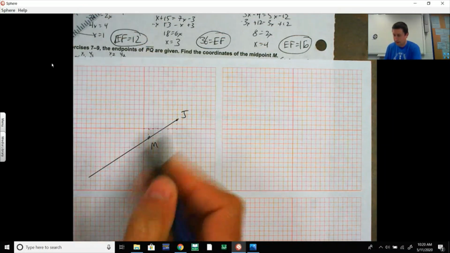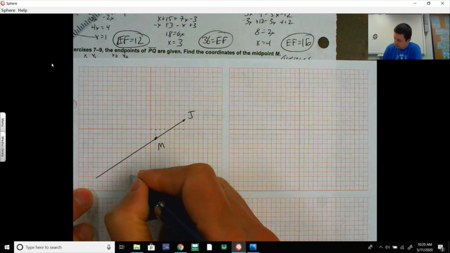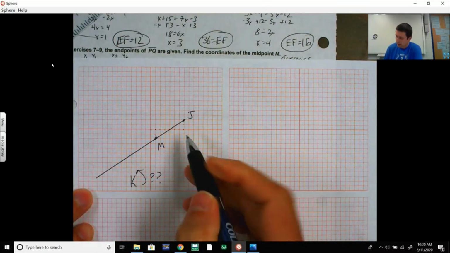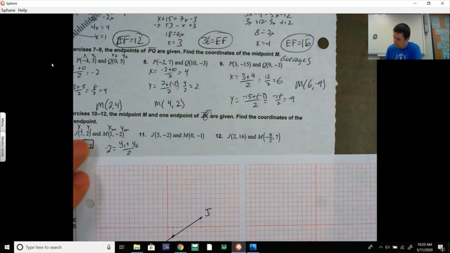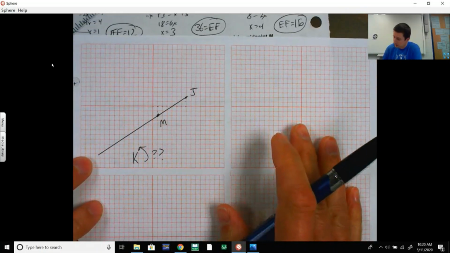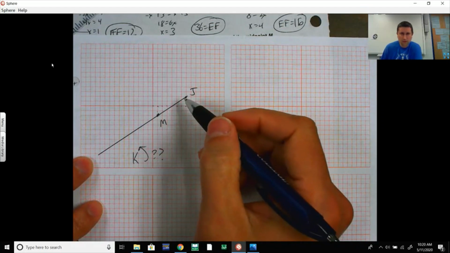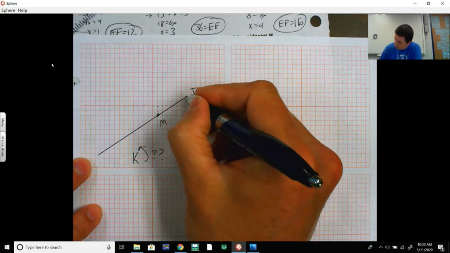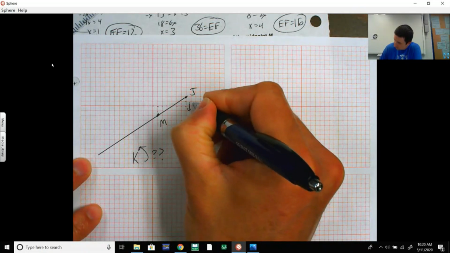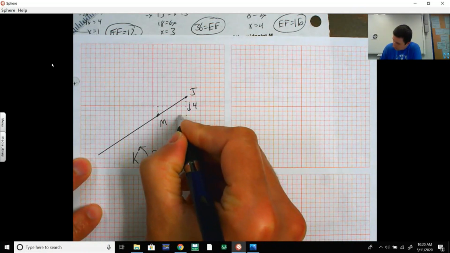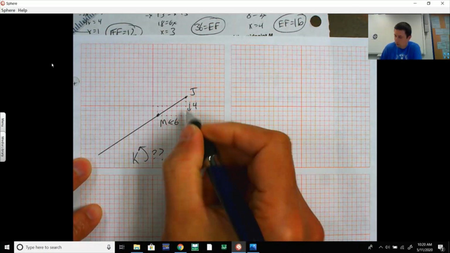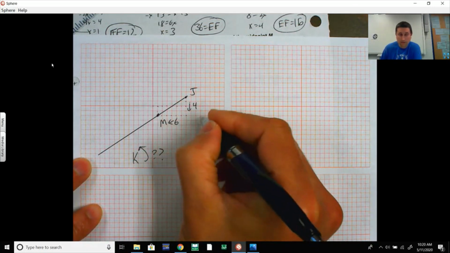So it has to be down here. K has to be here, because remember, we have segment JK, and we have midpoint M. So M has to be between J and K. So you can use slope and just rise over run to count this off as well. If I go down 4, I have to go over 6 to the left. So follow the same pattern that we have here.